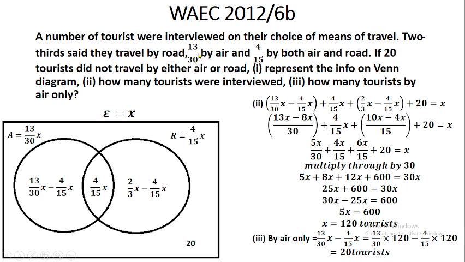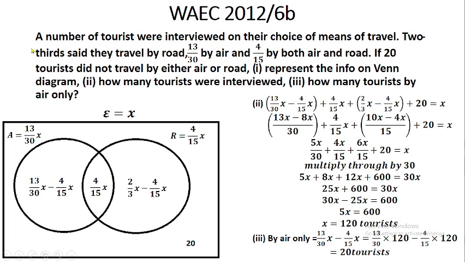By road, 13 over 30 by air. So this is supposed to be two-thirds, 2 over 3. There's a mistake here, please. This is 2 over 3, not 14 over 15.